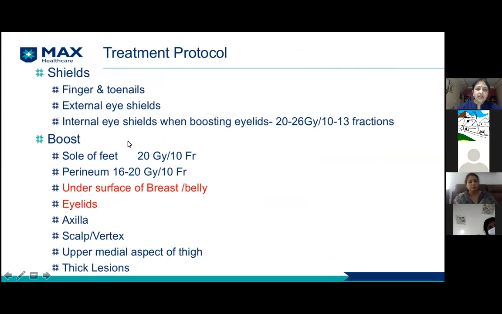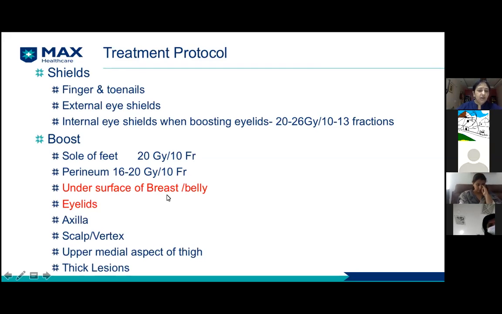We use finger and toenails for all our patients. We use external eye shields, internal eye shields. Now coming to the boost. Sole of the feet does not get any dose, so we give them 20 gray in 10 fractions. Perineum does not get any dose. We give them 16 to 20 gray total dose over 10 fractions.